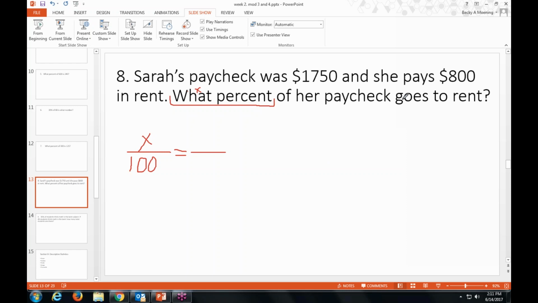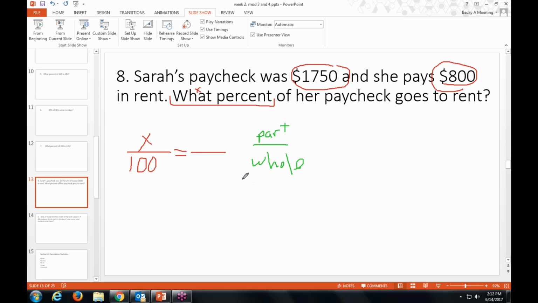Didn't even have to think yet, which is good. Now, you know that the other part has to be numbers. So the question now becomes what numbers go where? It's always going to be the case that you're going to put part over whole. So when you think about these other numbers that you have, her paycheck was $1,750 and she's paying $800 in rent. Well, which one of those is part and which one is whole in terms of the money that she's got?